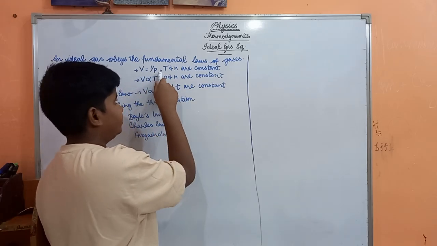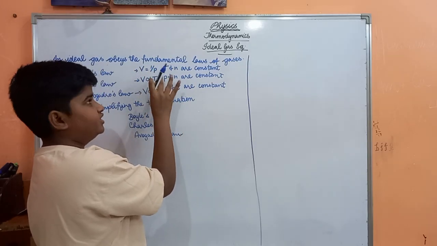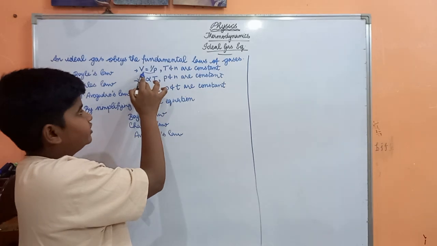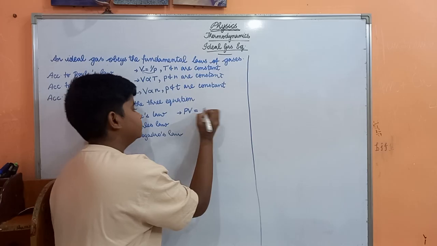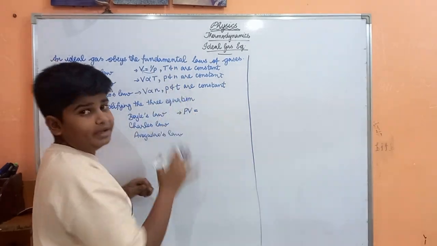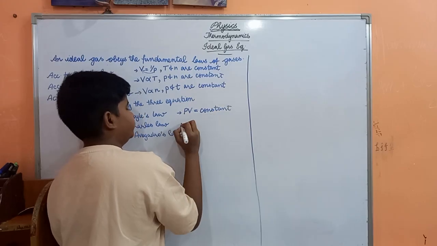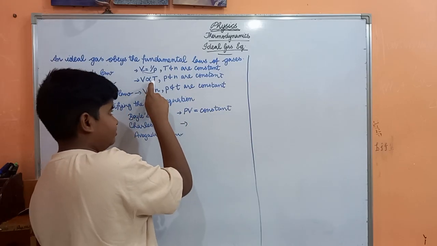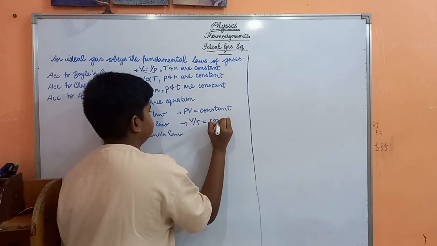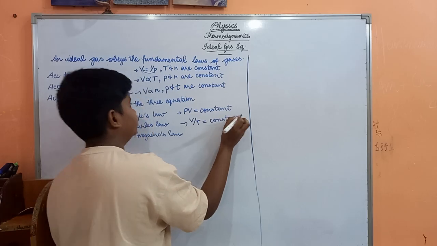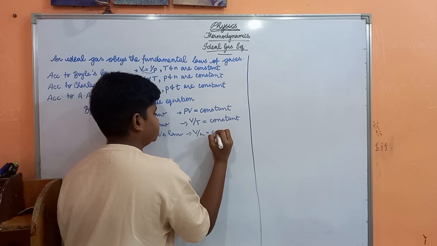So it's V is 1 by P, and there's P over here. So if P is multiplied directly over here, it's PV. So PV is equal to 1, and we can take that 1 as a constant by N and T. PV is equal to constant. Now, by Charles' law, V is directly proportional to T, so V by T is equal to constant. And this is V by N is equal to constant.